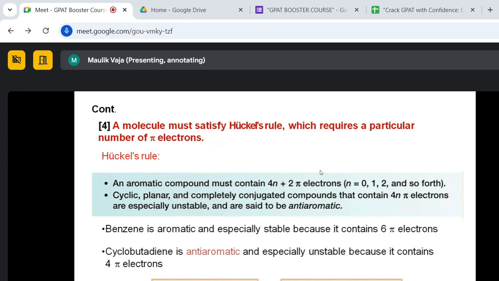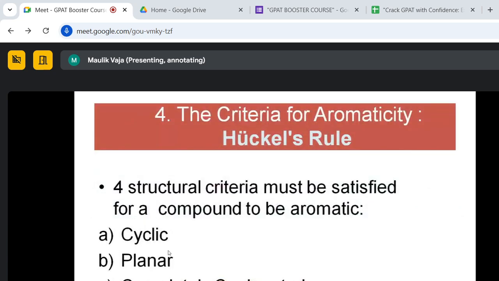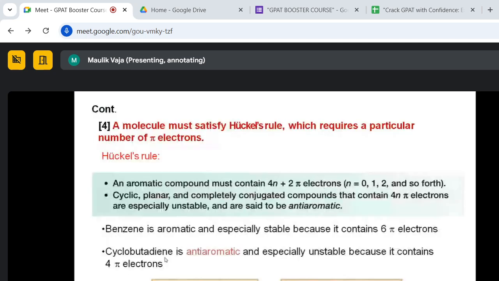If we take the example of benzene, benzene is an aromatic compound. First of all, we will discuss the other three criteria. Just think about the structure of benzene. It is cyclic, it is planar. Conjugation means alternate double bonds. You can see here, this is a double bond, then single bond, double bond, single bond, double bond, single bond. So it has alternate double bonds, meaning conjugation.